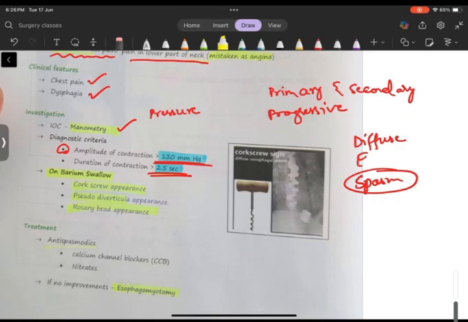Okay, so what will we be able to see on barium swallow is this, like this corkscrew appearance. Because of contraction, because of motility, because of diffuse spasm, it will appear like corkscrew. Okay, so on barium swallow, if it is like corkscrew, it is diagnostic of diffuse esophageal spasm. It can also be said as pseudo-diverticular or rosary beaded appearance.